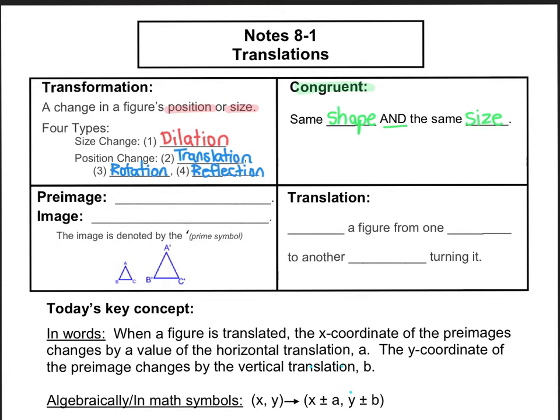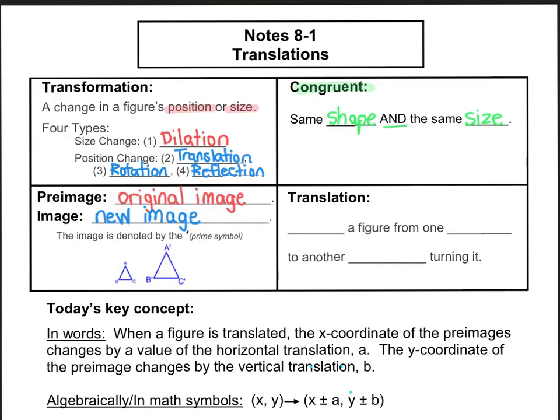So a couple other definitions that we need to know. The first one is a pre-image. Pre is before, so this is what we use for the original image. We call it the pre-image. And then if we just say image, then we're talking about the new image or the new shape. So pre-image means the original, image means referring to the new one.